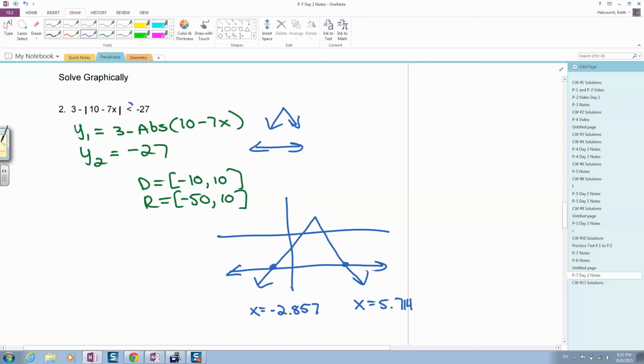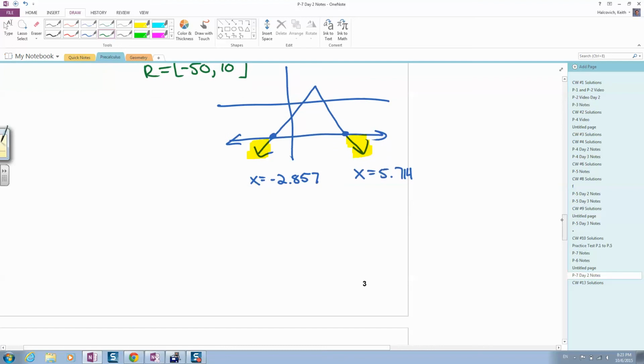Then you look, because it's less than. So you're looking for where it's below the line, less than. So it's below here, and it's below there. So that means that your intervals are going to be from negative infinity to negative 2.857 union 5.714 to infinity.